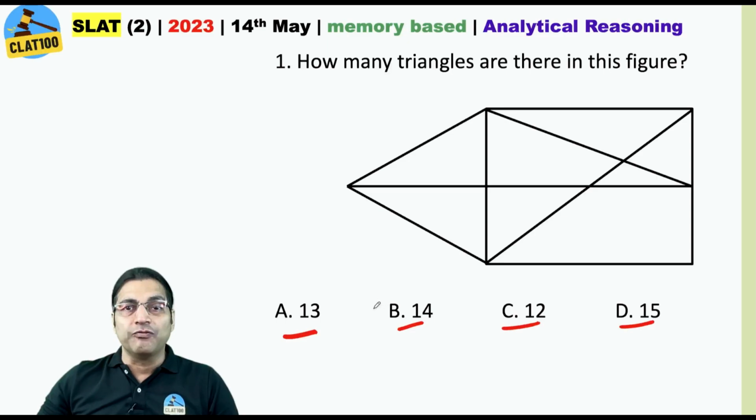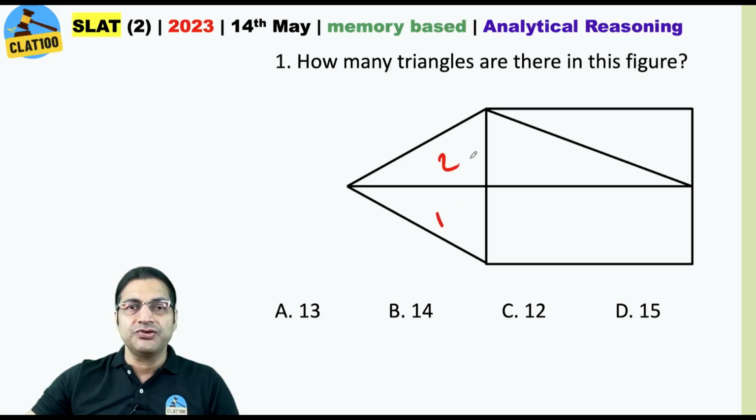Now I have my own way of doing this question. I always remove one of the lines. Okay, the way I removed it here, how many triangles are there? 1, 2, 3, 4. If you put these two together, 5. If you put these two together, 6. So 6 triangles. Mind you, when that line is not there, we have 6 triangles.